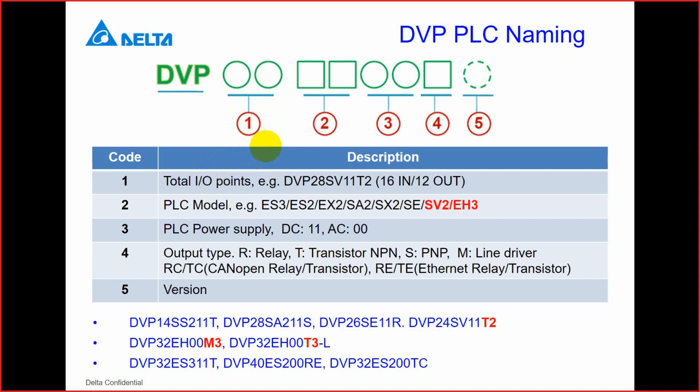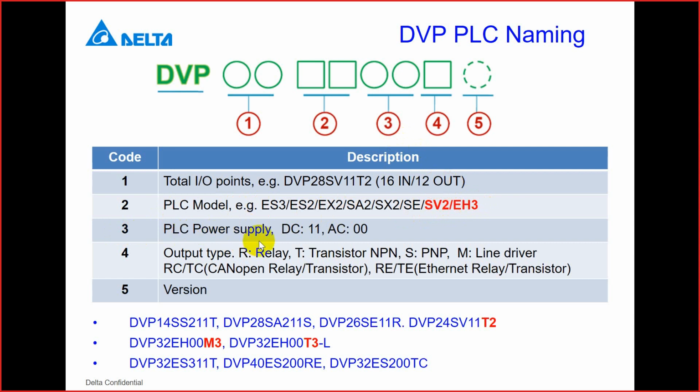For example, here we use a DVP 28SB2 as the example. This one has 16 inputs and 12 outputs, and it is followed by the PLC model, like ES3, SB2, EH3.